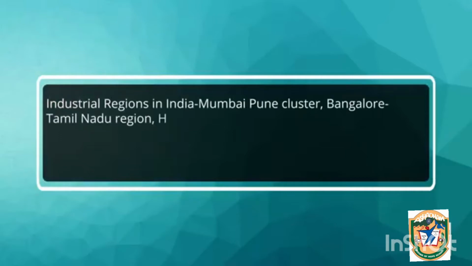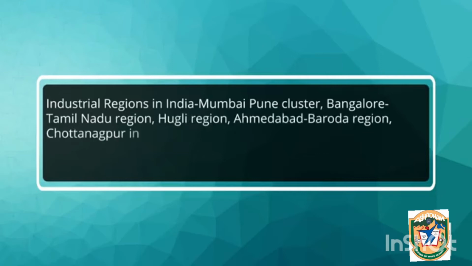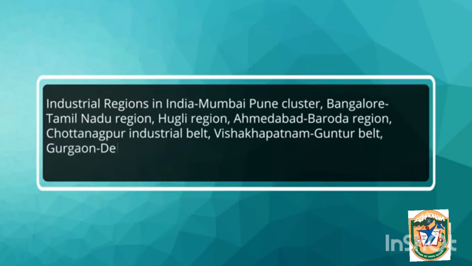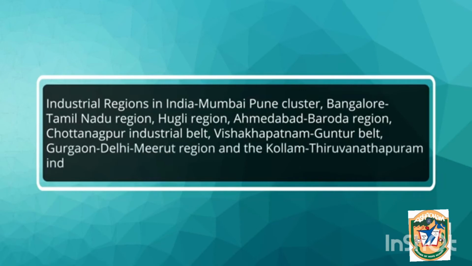Some of the industrial regions that exist in our country are Kollam, Trivandrum Industrial Cluster, Hooghly region, Pune, Mumbai Industrial Cluster, Ahmedabad, Baroda region, Delhi, Gurgaon, Meerut region and the industrial belt of Chota Nagpur.